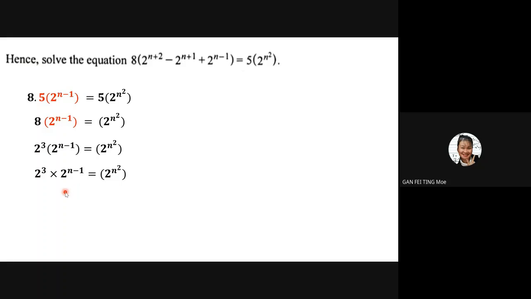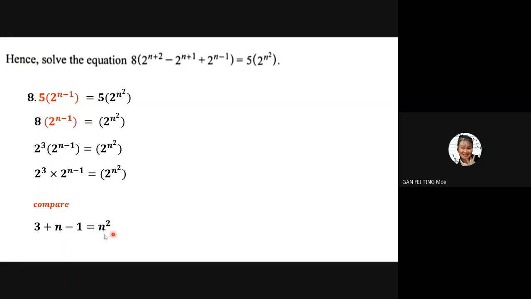Okay, lepas itu, you akan compare. What to compare in the index here. Apa yang berlaku darab. Darab index dia akan menjadi tambah. Okay, 3 tambah 2 tolak 1 index. Index dia sahaja. Sama dengan n kuasa 2.